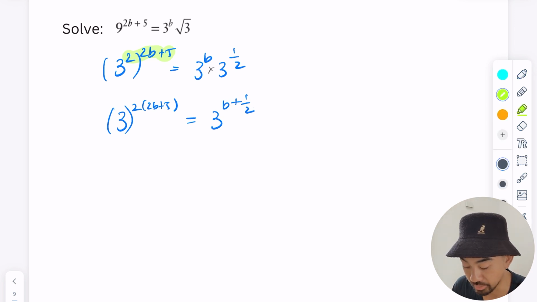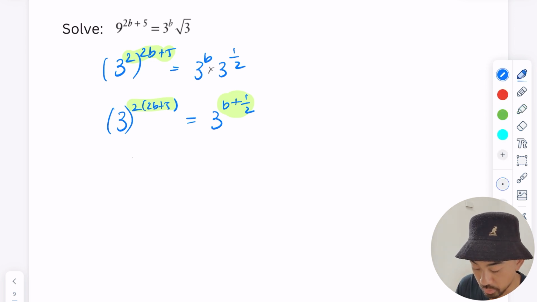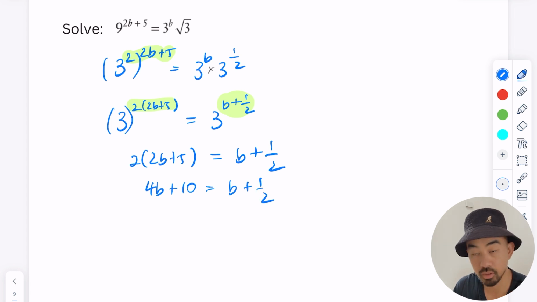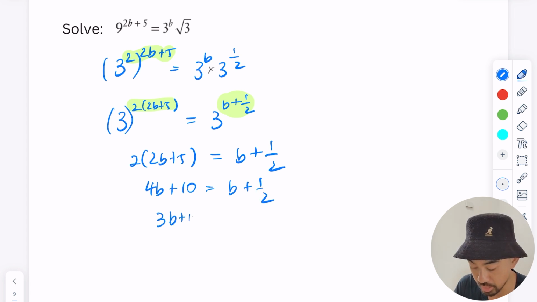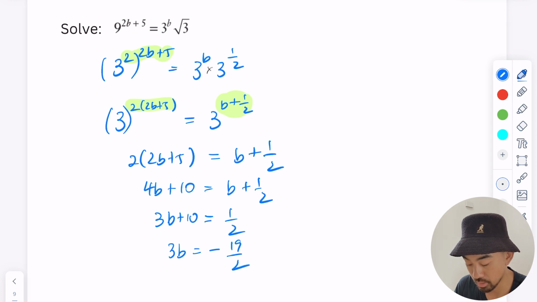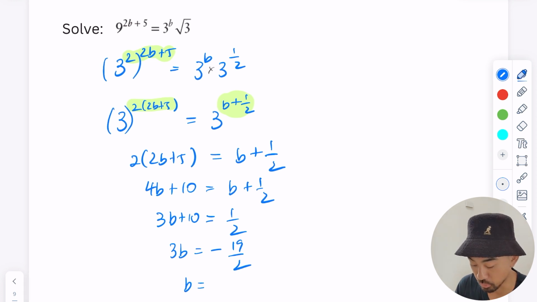Okay, now you can probably clearly see that we've got the base of 3 the same, so we can equate the indices. So 2 outside of 2b plus 5 is equal to b plus a half. So 4b plus 10 is equal to b plus a half. Move the b over, so 3b plus 10 is equal to a half. So 1 half minus 10 is minus 9.5. So what's that? 19 on 2. Divide both sides by 3, so b equals minus 19 on 6.